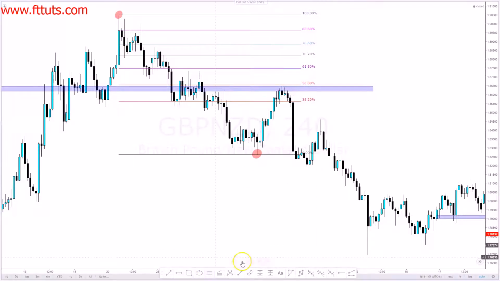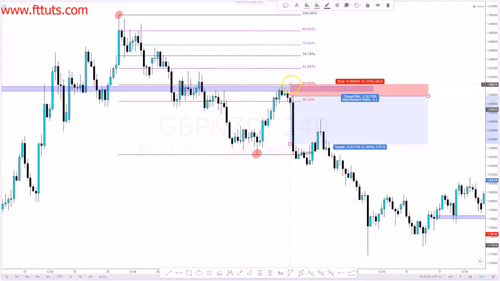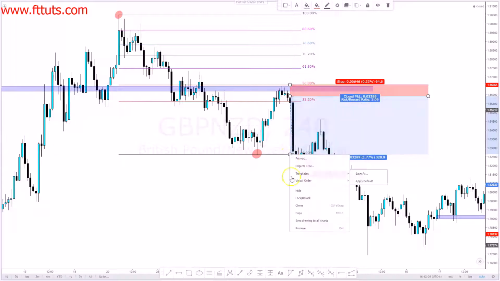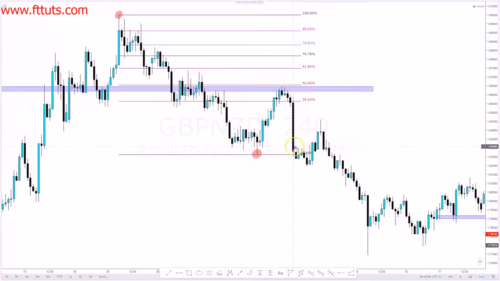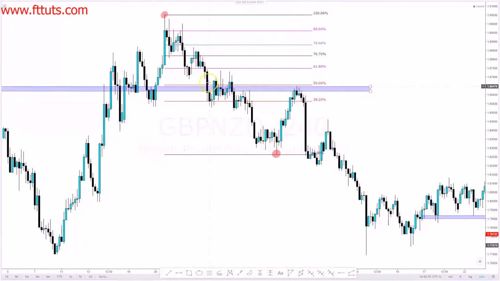Alright, if we took a trade off there, say we took it right here, short position, stop loss at the high, take profit at the low, we're talking about a 5-to-1 risk to reward ratio, 320 pips. Alright, that's in a few hours, 4 to 8 hours, you bank 300 pips. Alright, very simple Fibonacci stuff.